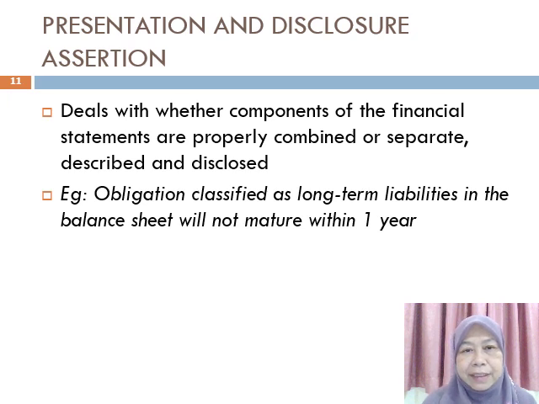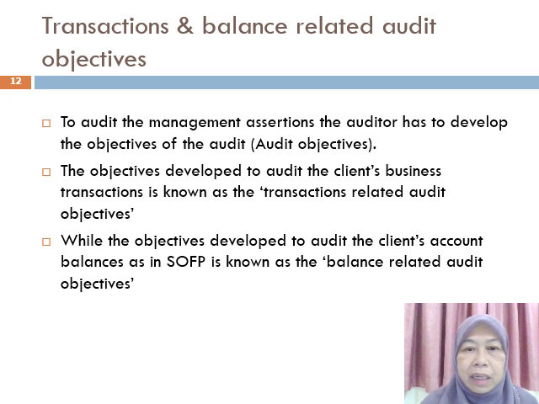The last assertion is presentation and disclosure assertion. In this situation, the management claims that all the items included in the financial statements have been properly presented and disclosed in accordance with the financial reporting framework, such as the Companies Act and the accounting standards. How are the assertions related to the audit? Because assertions are management's claims about the transactions or balances in the financial statements, the auditor has to verify this. So the auditor has to first develop the audit objective to audit the management assertion, and this is called audit objectives.